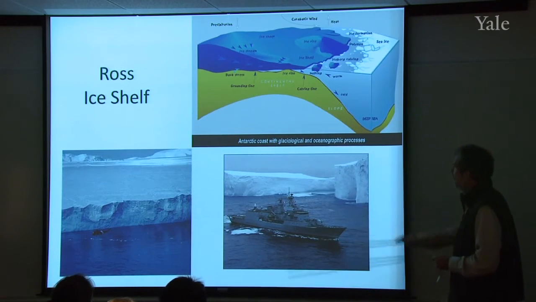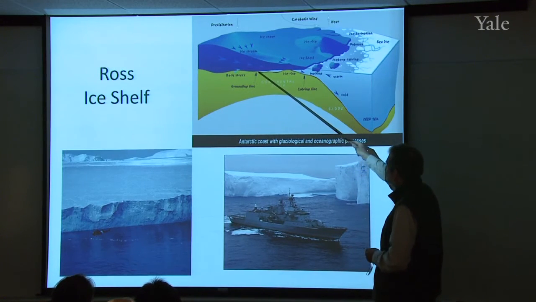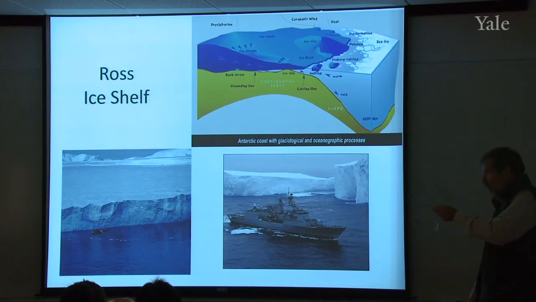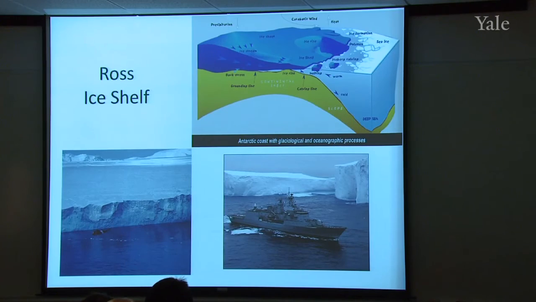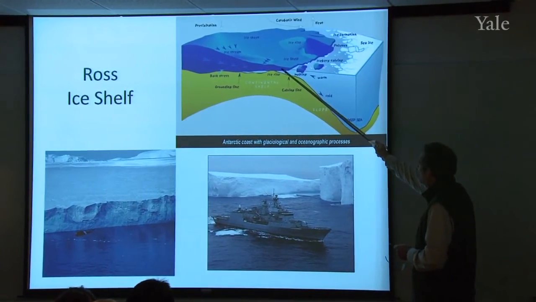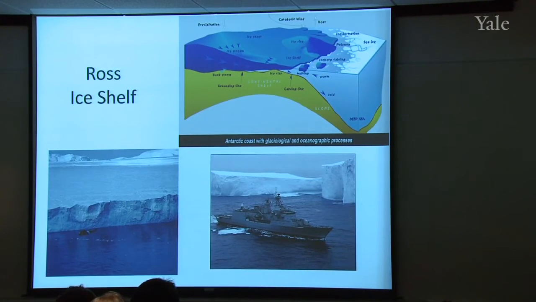And basically the ice is attached to the land, but eventually as it flows off, you get water underneath. It floats up. Remember, ice is less dense than water, so it floats on the water and flows on out as an ice shelf, and then eventually it breaks off to form icebergs. Questions there?